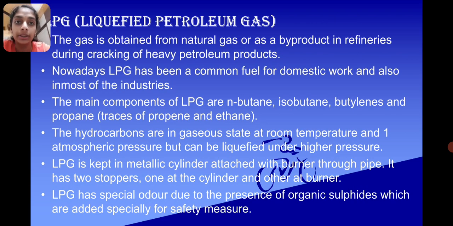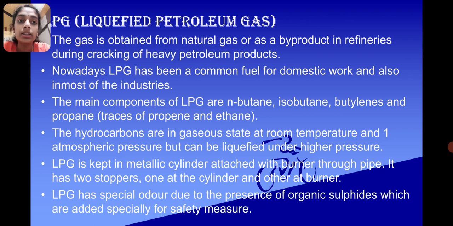LPG, liquefied petroleum gas. The gas is obtained from natural gas or as a byproduct in the refineries during the cracking of heavy petroleum products. Nowadays, LPG has become a common fuel for domestic work and also in most of the industries. The main components of LPG are n-butane, isobutane, butylenes, and propane.